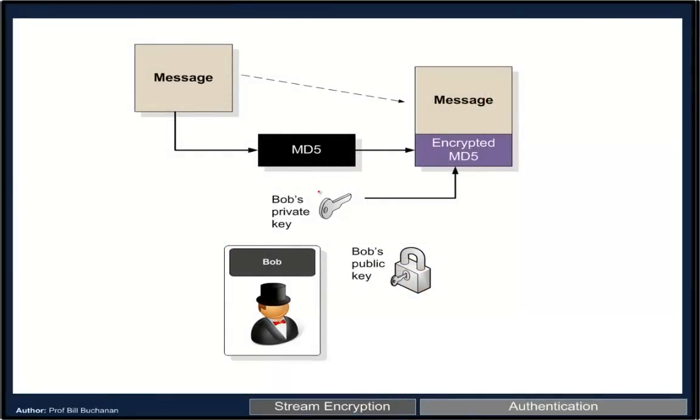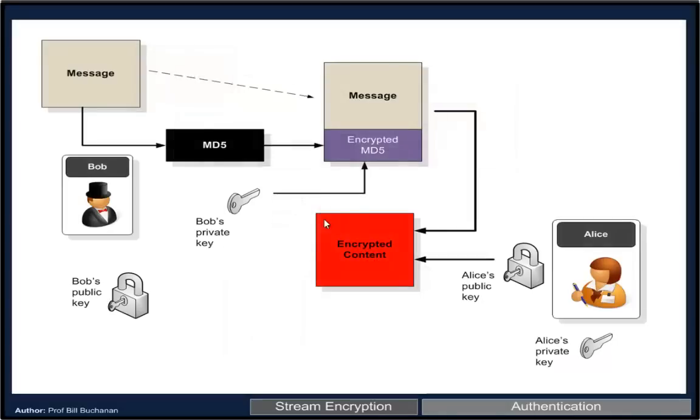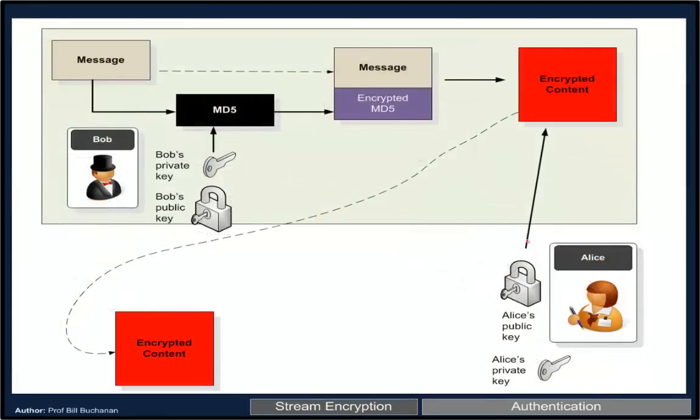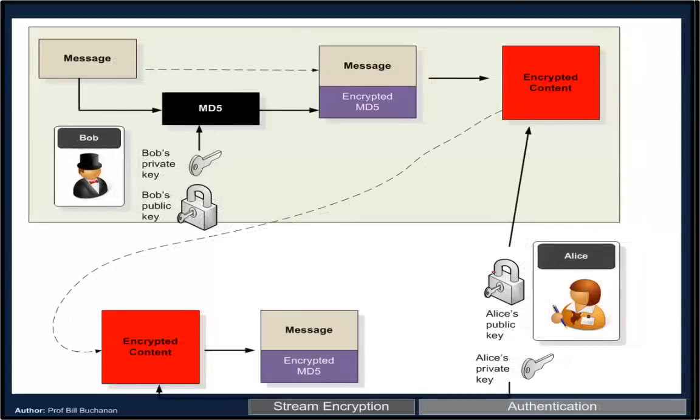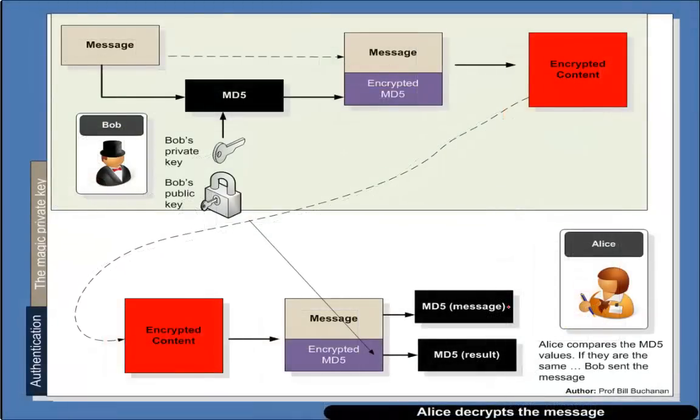Okay, so just to recap, what we have is some hashed message. It's then encrypted with Bob's private key. We send it over. Alice uses her public key to decrypt. And then at the end of it, if the two hash signatures compare the same, then we've proven Bob's identity.